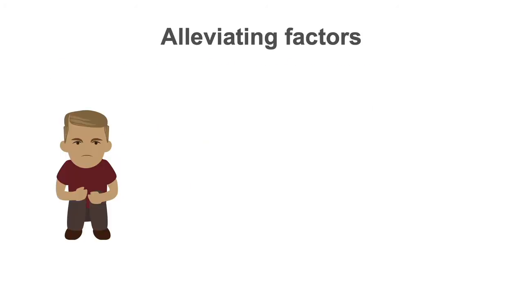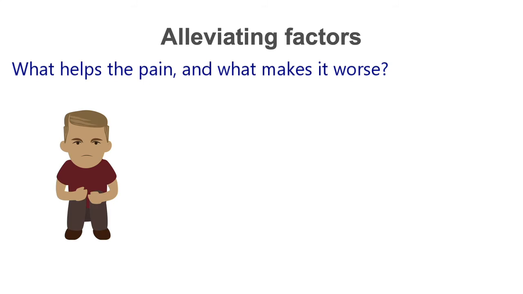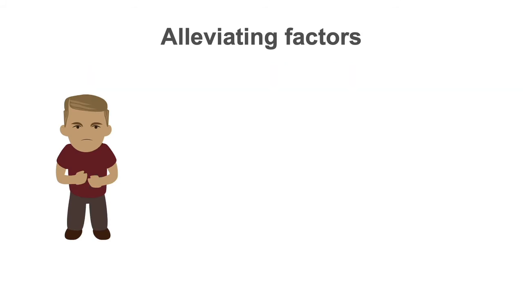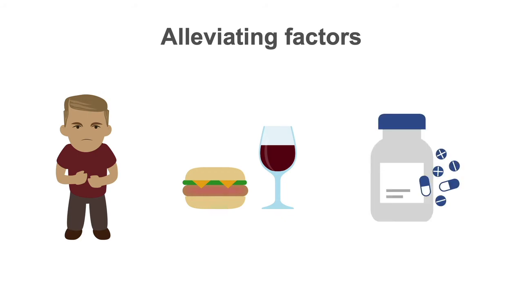You'll need to ask if certain things alleviate or worsen the pain. This might include different positions, such as sitting, standing up, laying down, moving, or not moving. Ask about certain foods, if they are fatty, greasy, spicy, acidic, caffeinated, milk-containing, or wine or alcohol. Also ask about medications, such as nonsteroidal anti-inflammatory drugs.